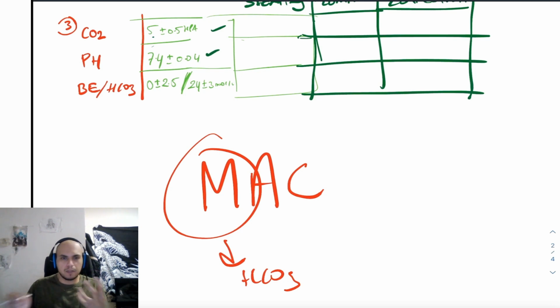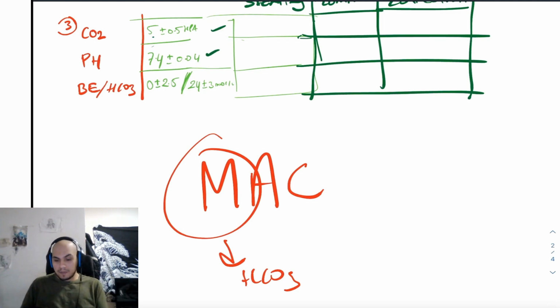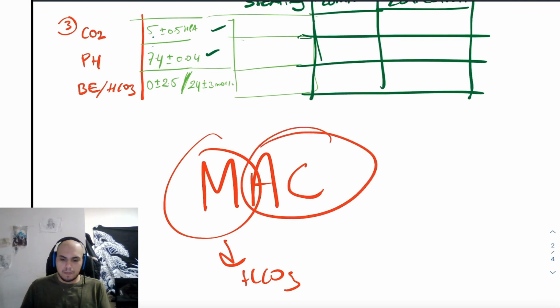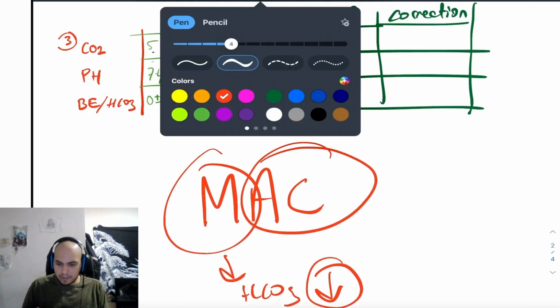But so far from the name metabolic or respiratory, we don't know if HCO3 or CO2 has increased or decreased. So this is where the second part of the disease comes in, acidosis. We know that HCO3 is a base, so if you lower the base, simply it's an acidic environment. So acidosis is a decrease in HCO3. So let's plot it on this table here.